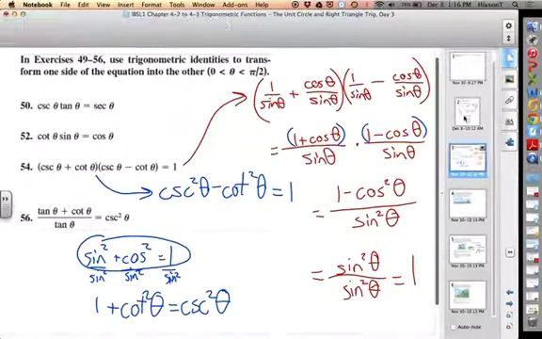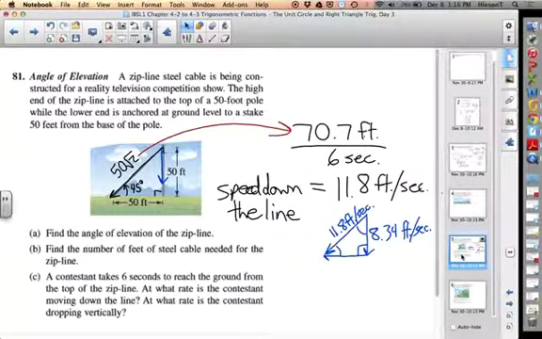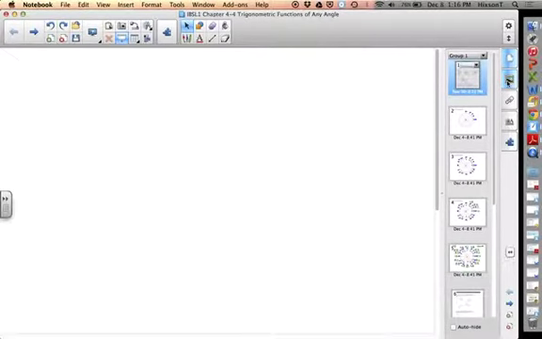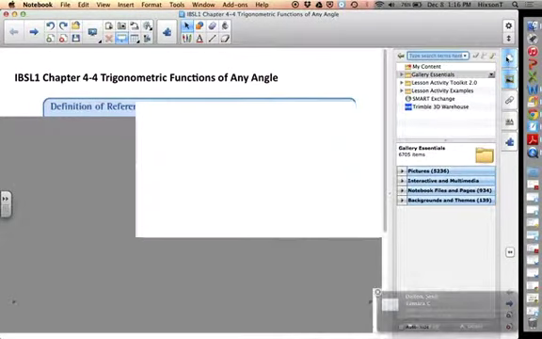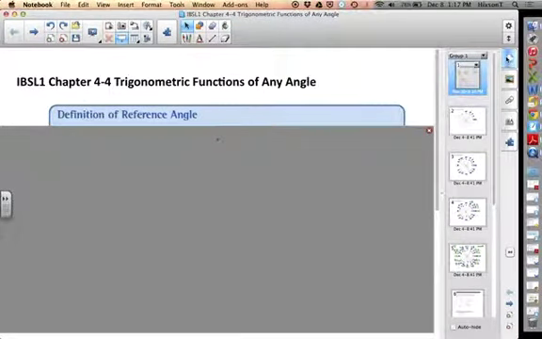Alright, anything else from homework? Okay. Now, what we're going to do the rest of today is start building our unit circle. I'm going to hand this out to you.